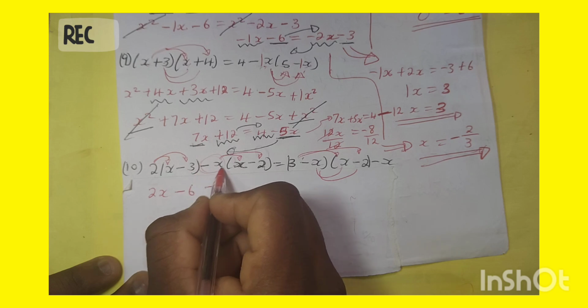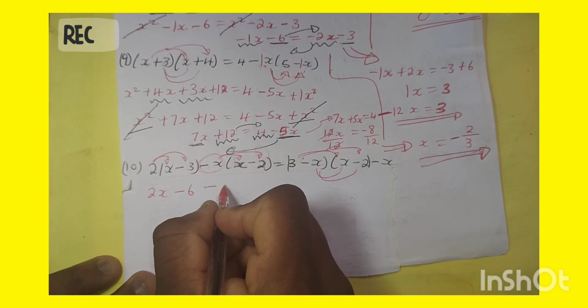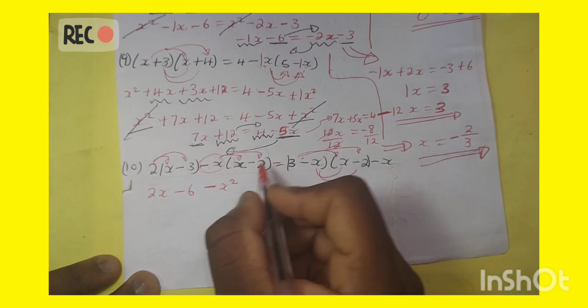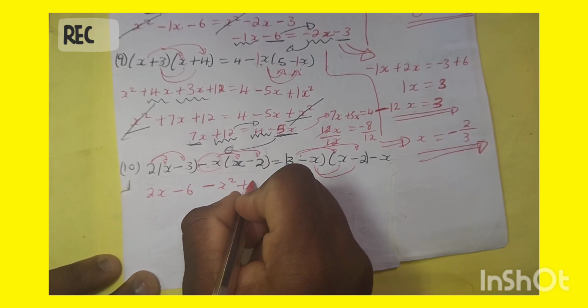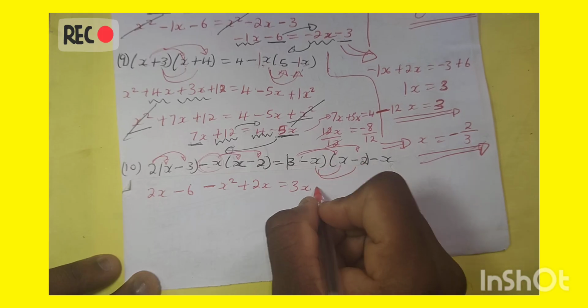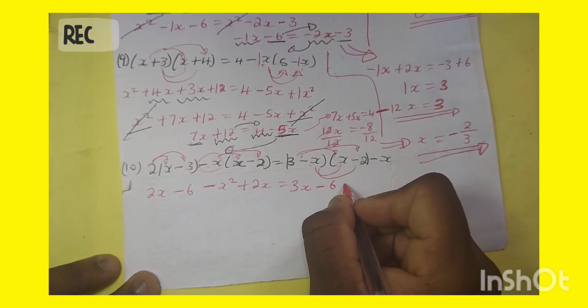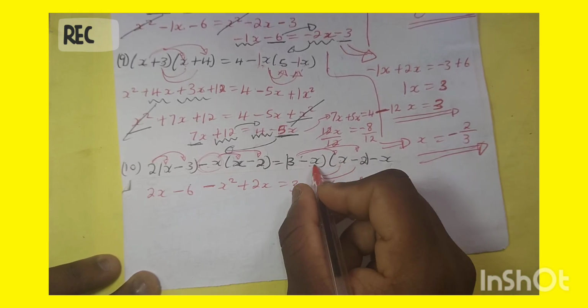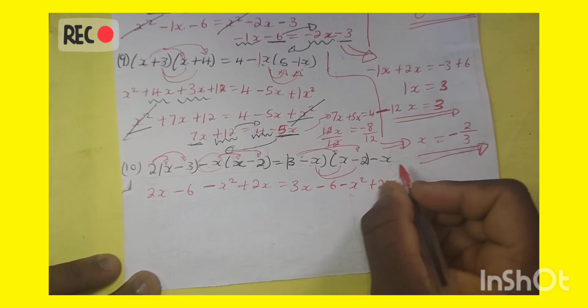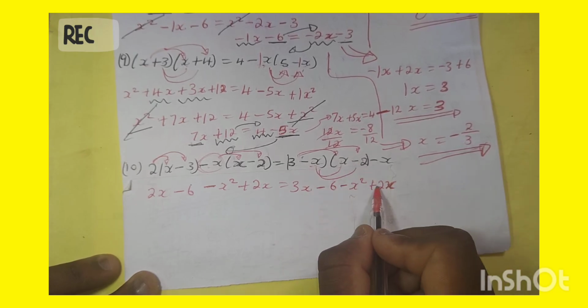Here this thing goes with negative. Different signs give you negative x², because when multiplying the same base, you add the exponent. Same sign gives you positive 2x. This multiplied there is 3x. This multiplied there is minus 6. This multiplied there is minus x². This multiplied there is positive 2x there, because when multiplying the same sign, you got positive there.